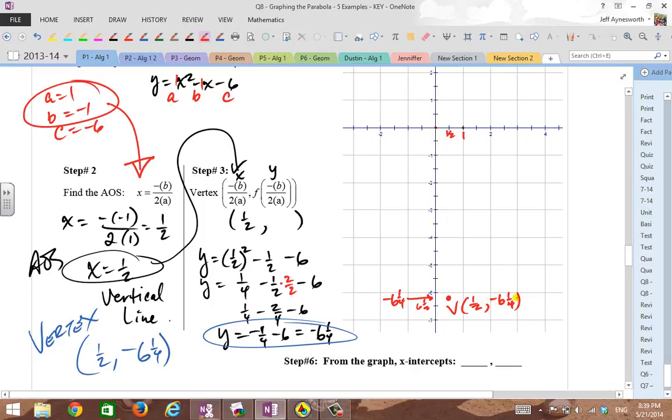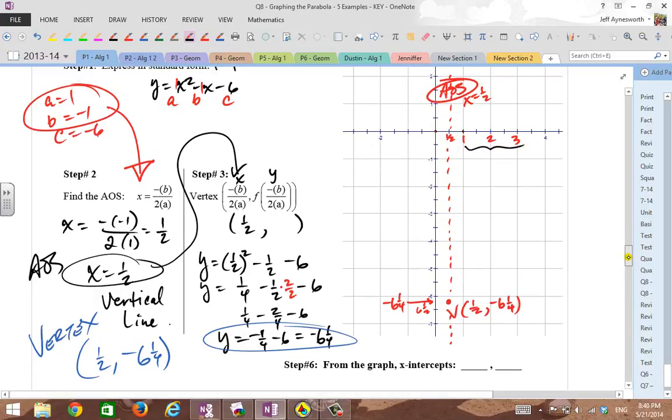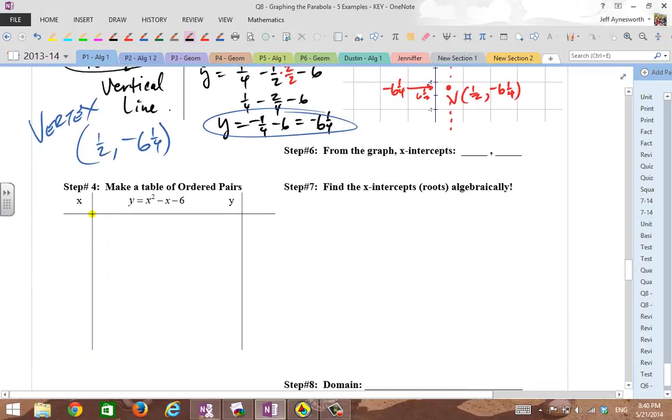All right, what are my other points? Well, what am I going to pick? I'm going to pick 1, 2, and probably 3. 1, 2, and 3 are points to the right of my axis of symmetry, which I need to graph. So I've got the axis of symmetry here at x equals positive 1/2. Remember, it's a vertical line, and I'm going to use it to help me graph the points. I'm picking 1, 2, and 3 because they're to the right of the vertex.